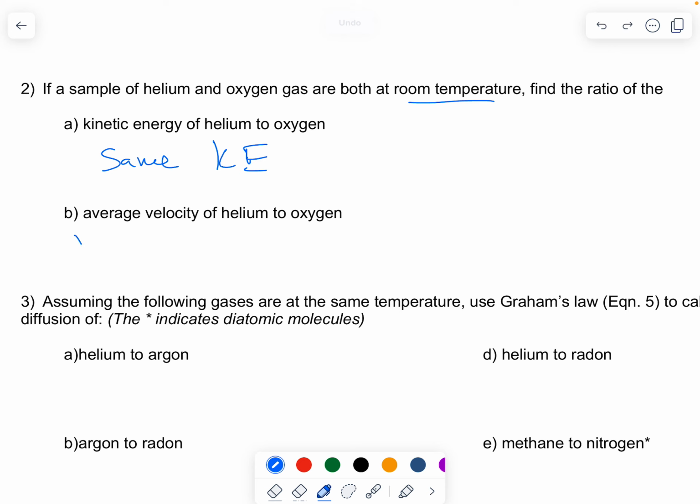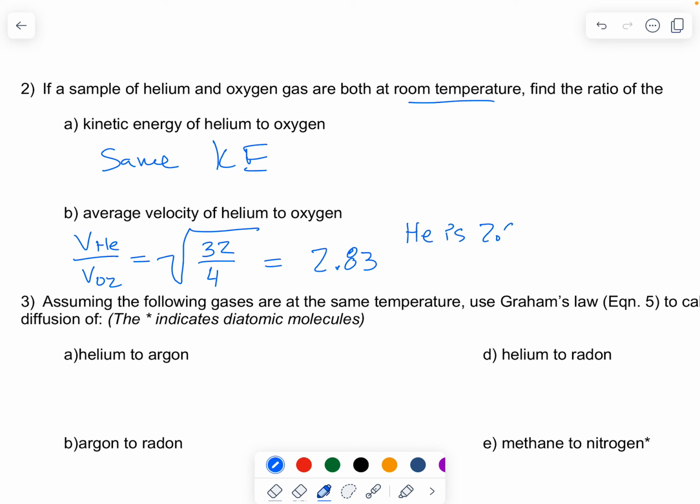Okay, so this is going to be the velocity of helium over the velocity of oxygen, which is equal to the square root. Remember, oxygen is 16 and 16, so it's 32. Helium is 4. And so then you can plug those numbers in your calculator: square root of 32 divided by 4. And I got 2.83. So what we can say is helium is 2.83 times faster.